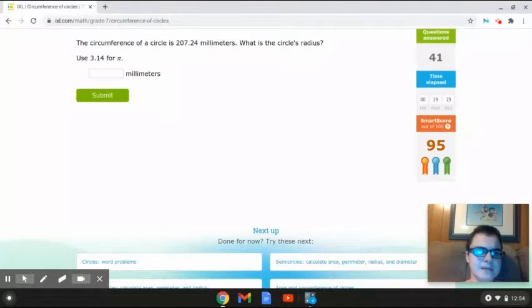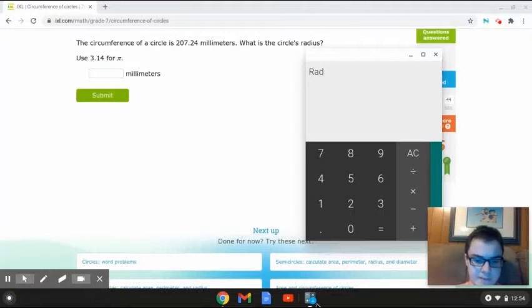Okay, so this next problem reads, the circumference of a circle is 207.24 millimeters. What is the circle's radius? Use 3.14 for pi. So the way that we're going to solve this is now we are given the circumference, and we have to figure out the radius. And the way that we're going to do that is first by taking the circumference and dividing it by 3.14, also known as pi. Then we divide that answer by 2, and that will give us our radius.